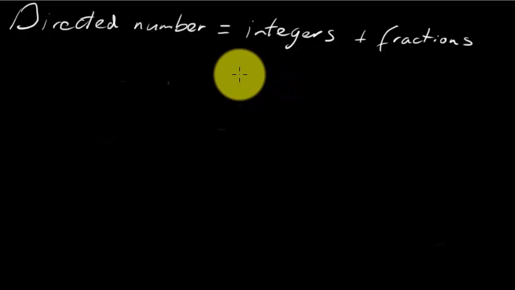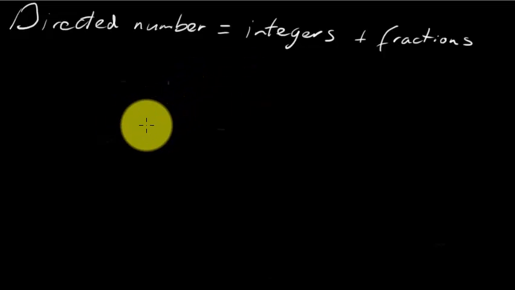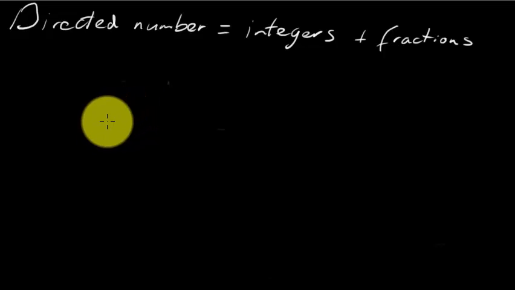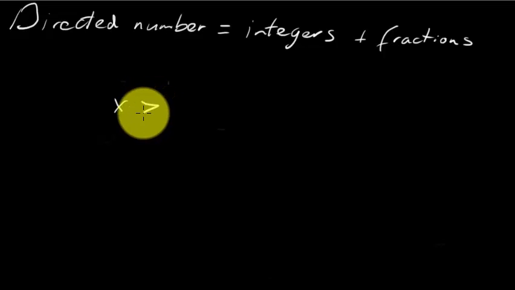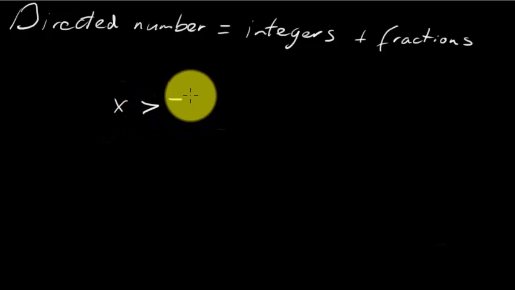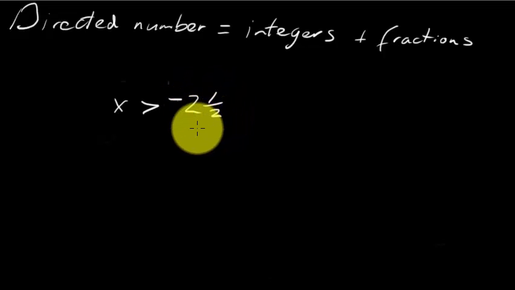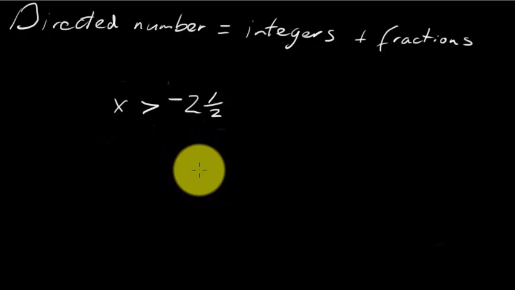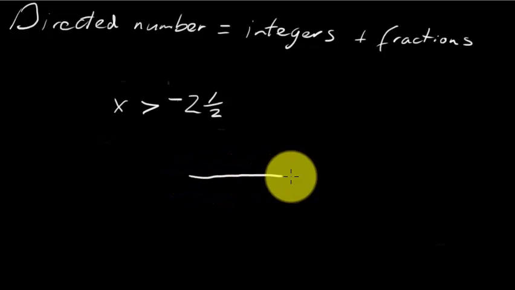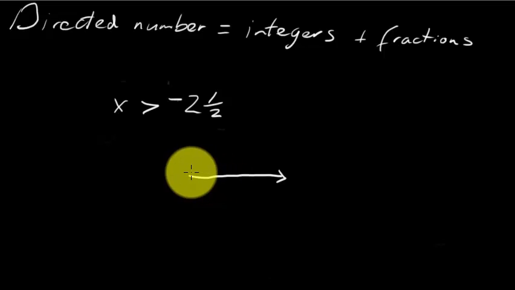Now we're looking at graphing these on a number line. Page 73 has some examples there, and let's have a look at the first one. We have x greater than negative 2.5. So this is a mixed number. We draw a number line, just like it has in the book, and just use a ruler, not like me. I'm just drawing it freehand.